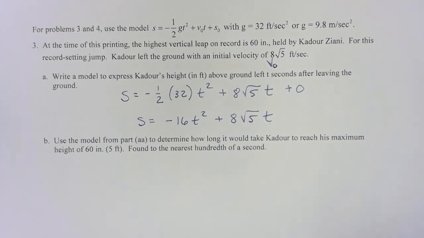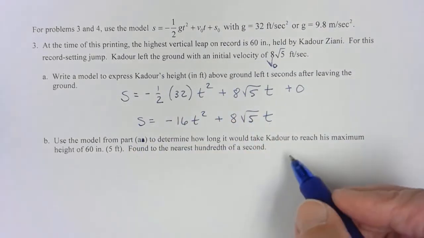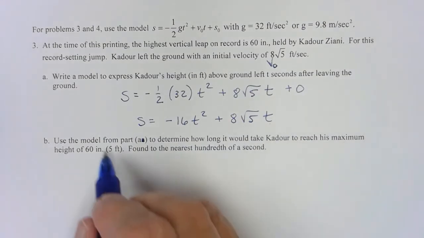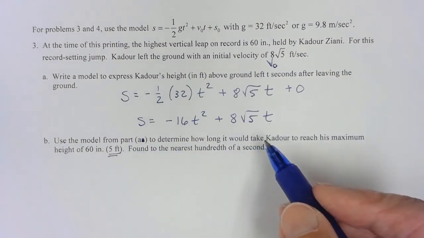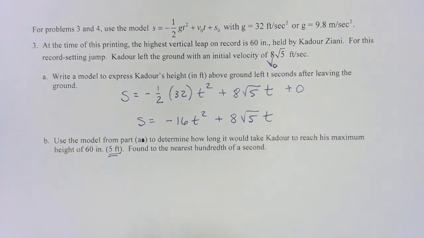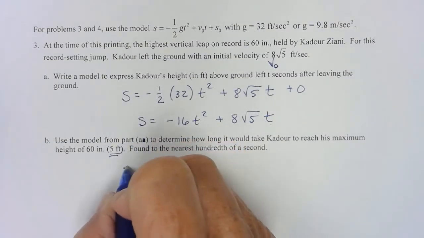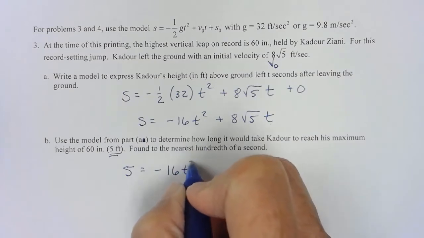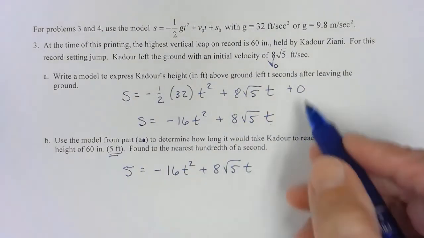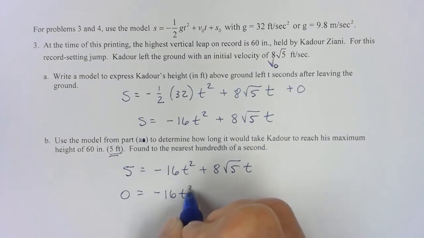The next thing, use the model from part A to determine how long it will take Quadratic to reach his maximum height of 60 inches, 5 feet. Remember, if you're referring to distance in a problem, it has to be all the same units, found to the nearest hundredth of a second. So s is distance above ground level, so I'm going to have 5 is equal to negative 16t squared plus 8 square root of 5 t. I'm not going to write down the 0. So move everything over to, in this case, the right hand side.